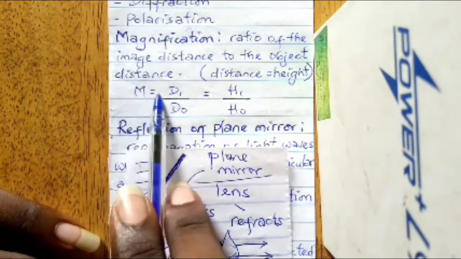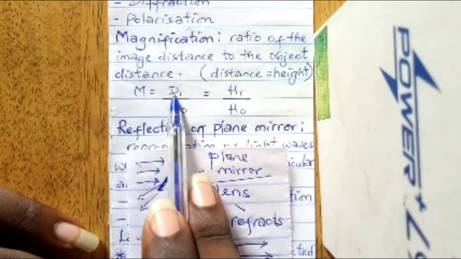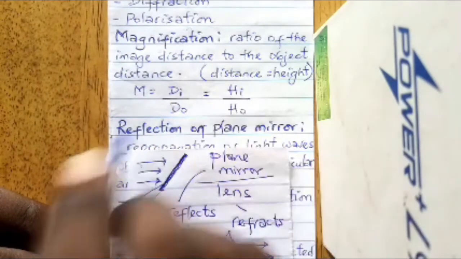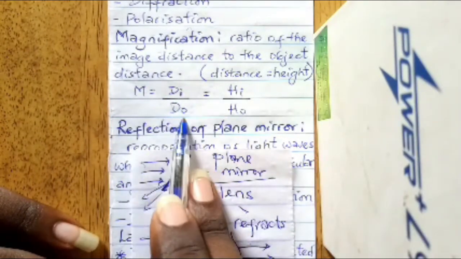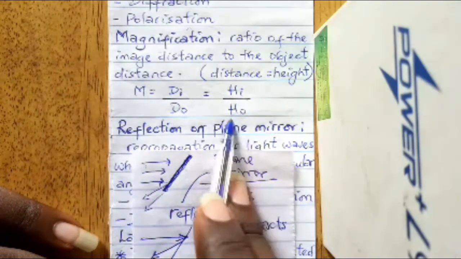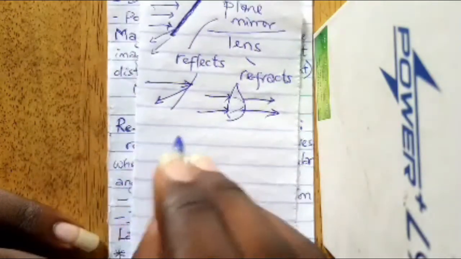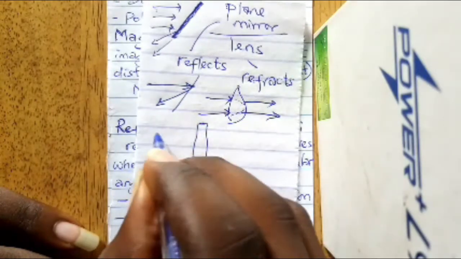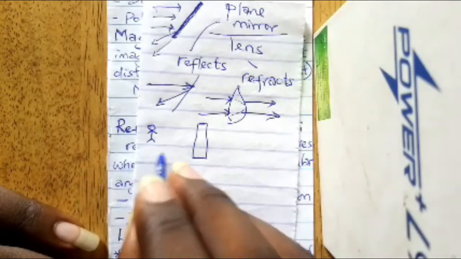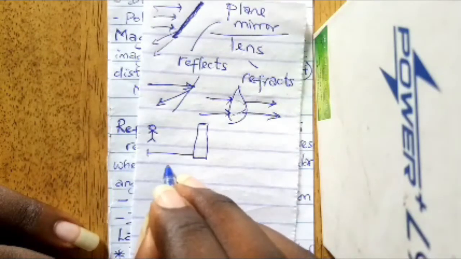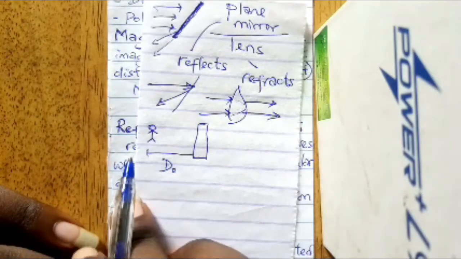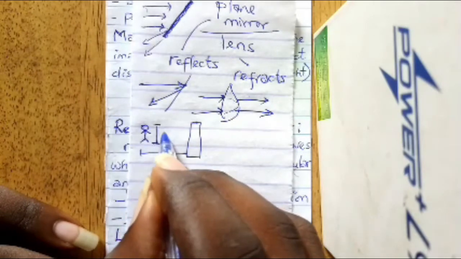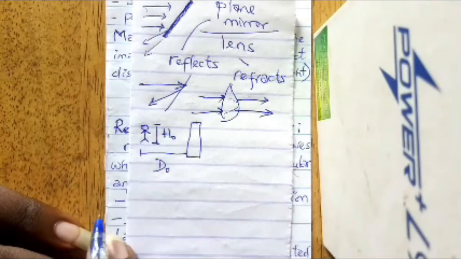So when we talk about magnification now, the ratio of the image distance, this is the image distance I, over object distance is equal to image height over object height. So you have a mirror now which you want to use to see an object. Now you have the distance of the object from the mirror, which is the object distance, and the object has its height, the height of the object.